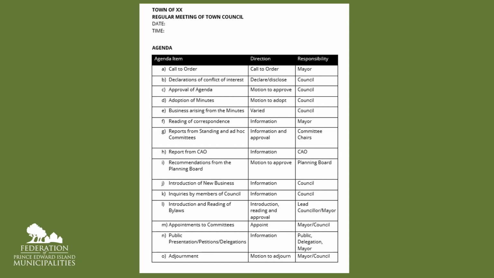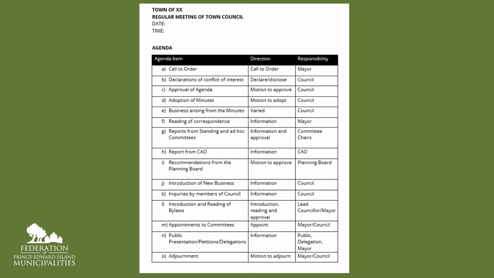In terms of regular council meeting typical agenda items, you have your call to order, so that is the responsibility of the mayor, an opportunity for council members to declare any conflict of interest that might arise based on the agenda items set out, the approval of the agenda, the adoption of the minutes from the previous council meeting, and then a whole host of other agenda items that form a typical council meeting, including correspondence from the community, reports from committees, and that would typically be led by the committee chair. And it may be for information or information and approval.